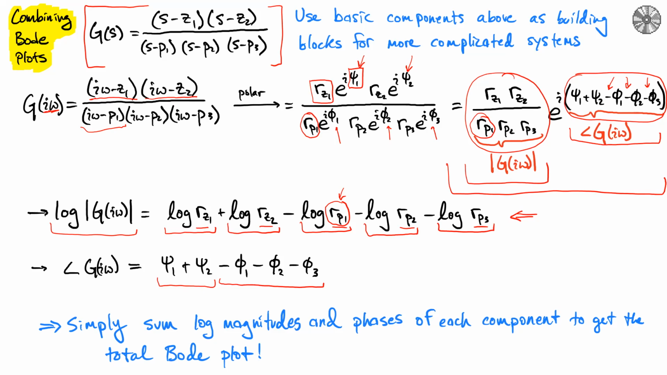So the complete Bode plot of g of i omega is given by essentially the sum of the individual Bode plots for the first zero, the second zero, the first pole, and so on. And so if we just sum these together, this actually gives us a very easy way of composing the complete Bode plot.